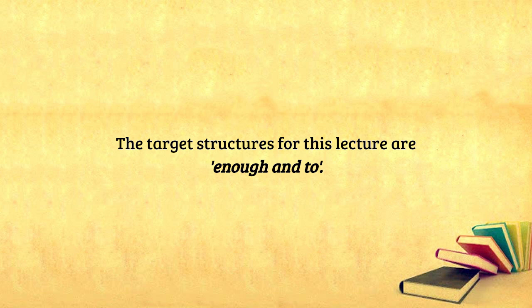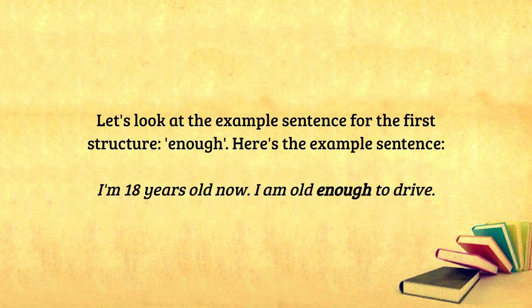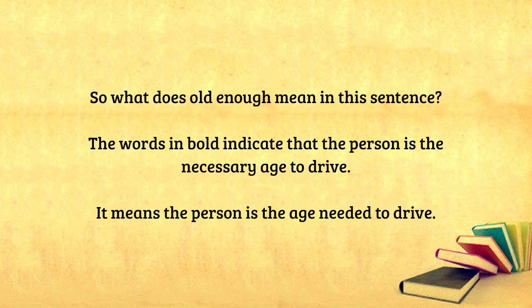The target structures for this lecture are enough and too. Let's look at the example sentence for the first structure, enough. Here's the example sentence. I'm 18 years old now. I am old enough to drive. So what does old enough mean in this sentence?